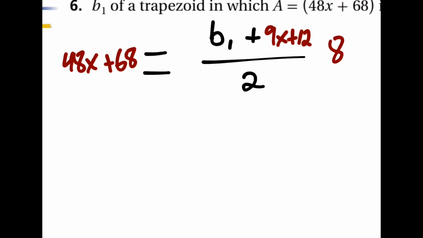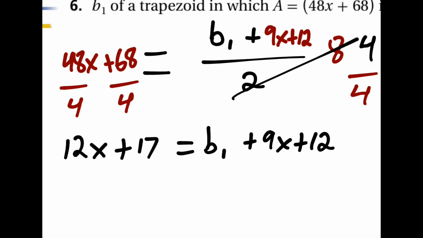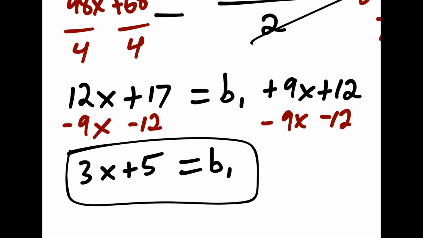From here, I have several options. I might choose to simplify 8 divided by 2 and just call that multiplying by 4. You don't have to, but you could. And then you would divide everything by 4. This leaves you with 12x plus 17 is equal to base 1 plus 9x plus 12. I might subtract 9x from both sides and subtract 12 from both sides. My final answer is that base 1 is 3x plus 5.